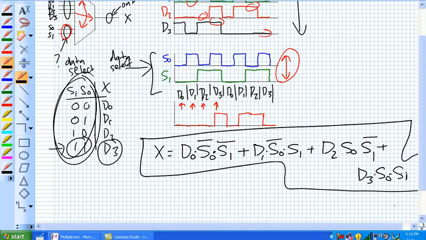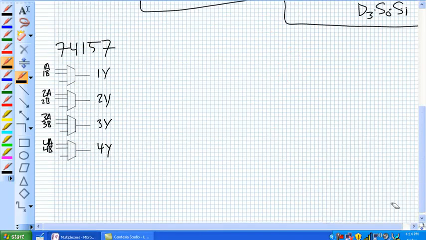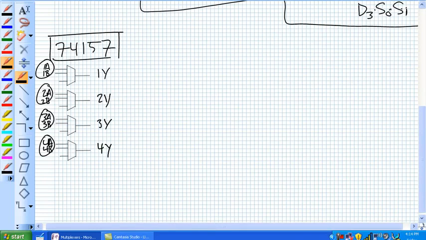You notice that there were two data select bits. Well, with two data select bits, you get 4 positions. And notice that there were 4 data lines coming in. Coincidence? I think not, as we'll see in the next couple chips here. The first one is the 74157. That's a quad 2-input mux. Quad because there's 4 of them: 1, 2, 3, 4. Each of them has 2 inputs, an A input and a B input.